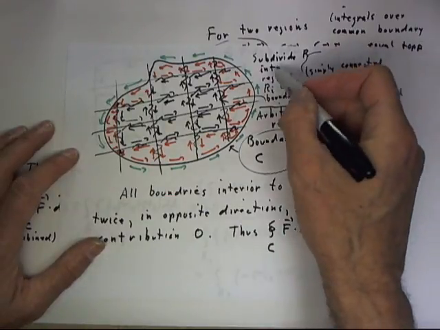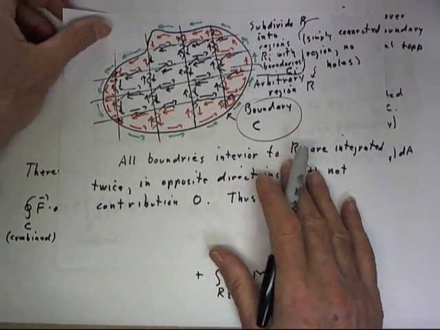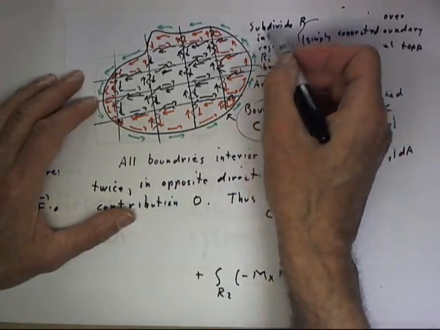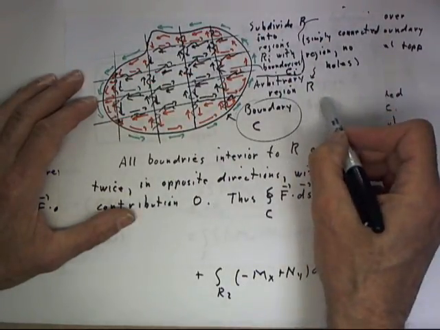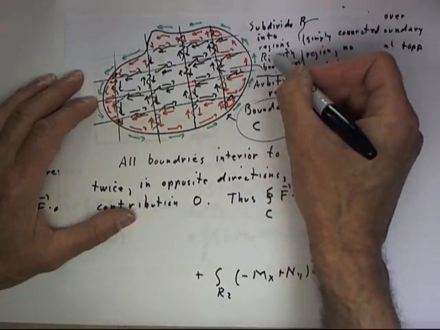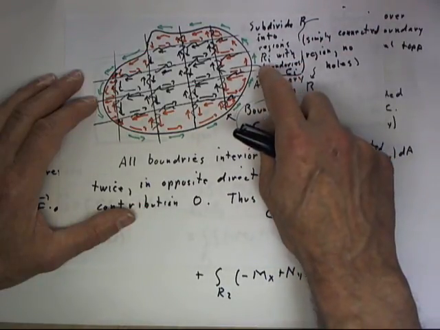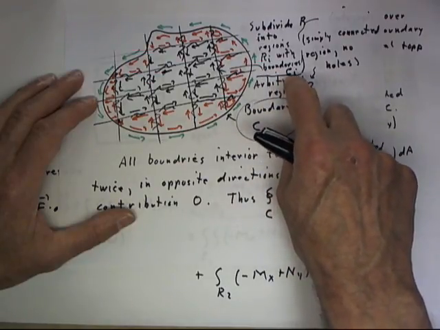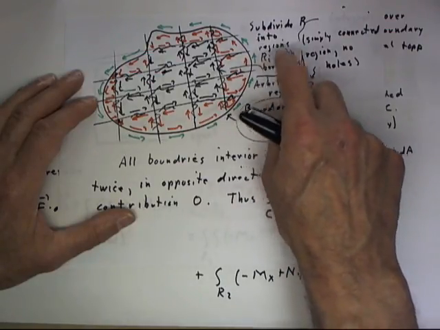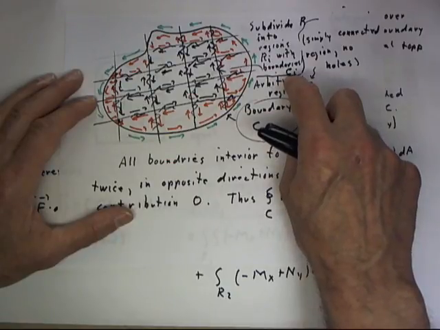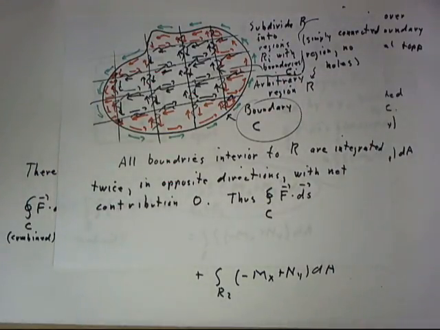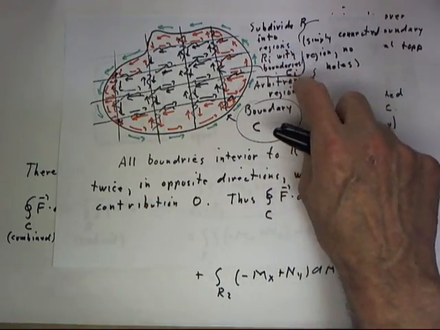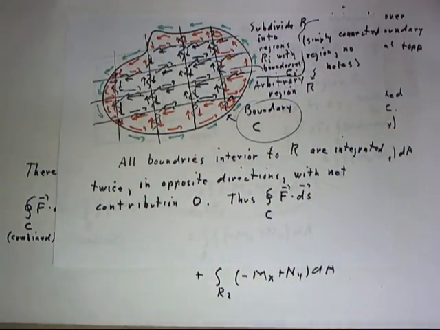Now I've written a few more things in here. What we're going to do is use a little notation. When we subdivided our original region, we divided it into smaller regions, and I'll call those regions R sub i. And those regions have boundaries that we'll call C sub i. So there are n small regions with n small boundaries, i being the index of a typical region and its boundary.